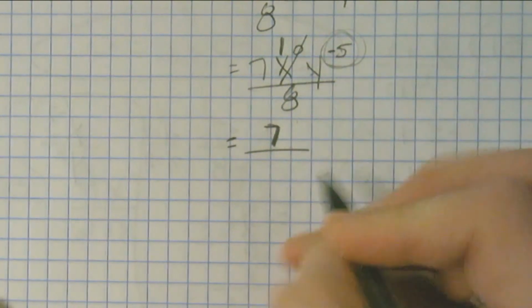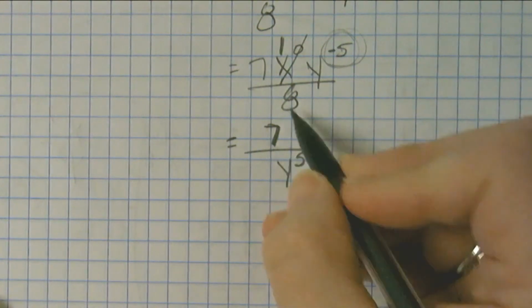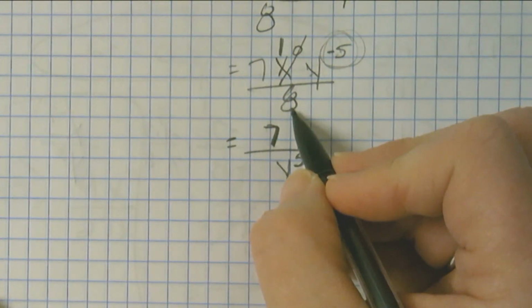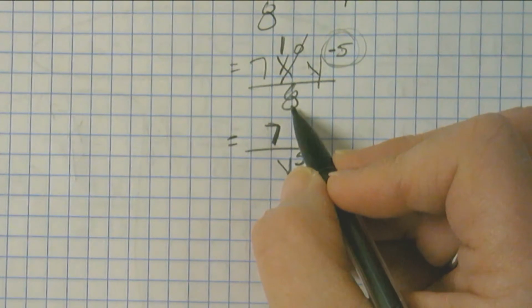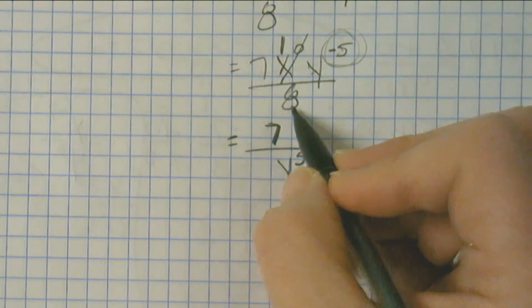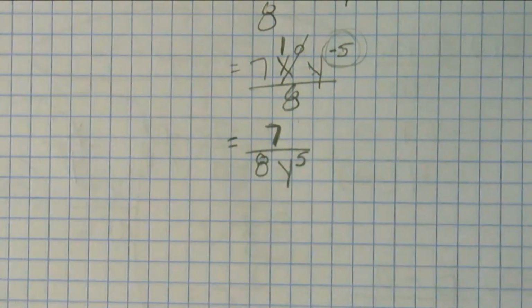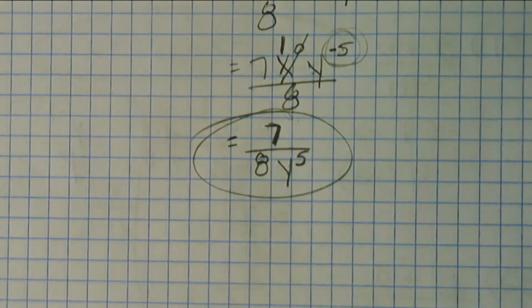My y to the negative 5th has to be moved to the denominator because it has the negative power. What's the power on my 8? Audrey? It does have one. Michaela? It's a 1. That's a positive 1, so it stays where it is. And that is my final answer. So you only move the base with the negative exponent. Any base with a positive exponent, you leave where it is. All right, so that is 61.